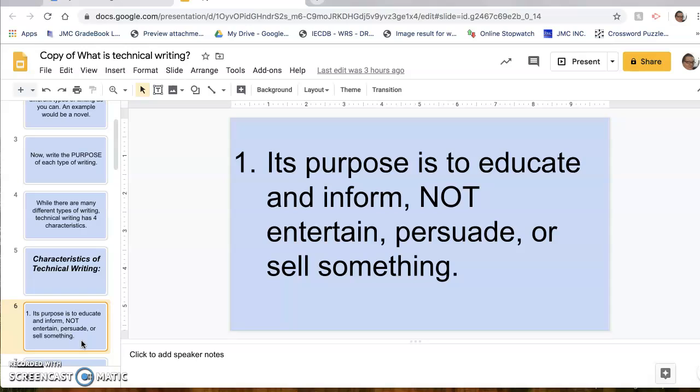The first characteristic of technical writing is that its only purpose is to educate and inform. It is not written to entertain, to persuade, to sell something, to express one's feelings, and those are all legitimate reasons for writing. And it doesn't make technical writing any better or worse than any other type of writing, but its one and only purpose is to educate, not any of the other things that we've talked about.